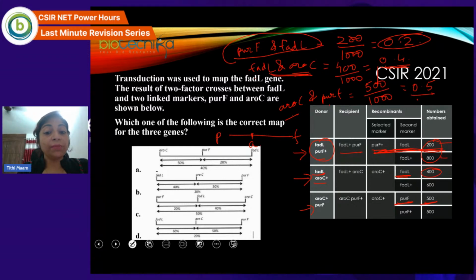If you talk about the percentage of co-transduction, 0.2 means 20%, 0.4 means 40%, 0.5 means 50%. So when you match it with the map given, what will be the answer? Option B. Why will D be the answer?